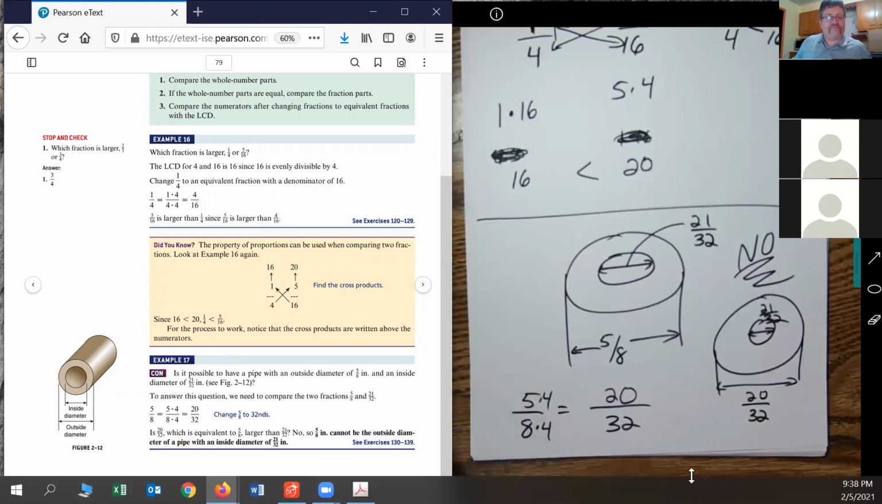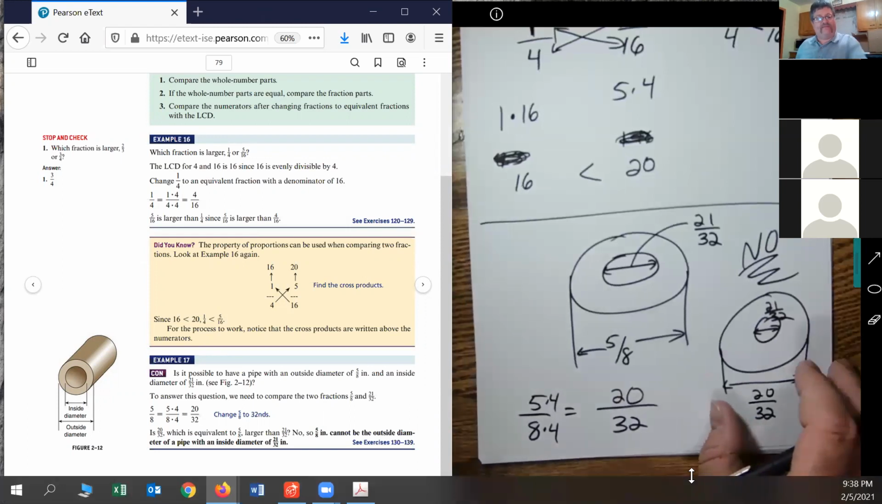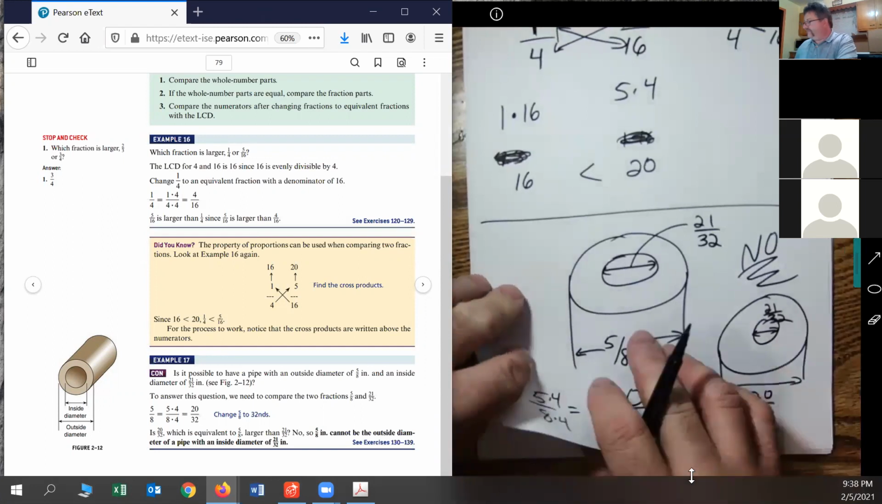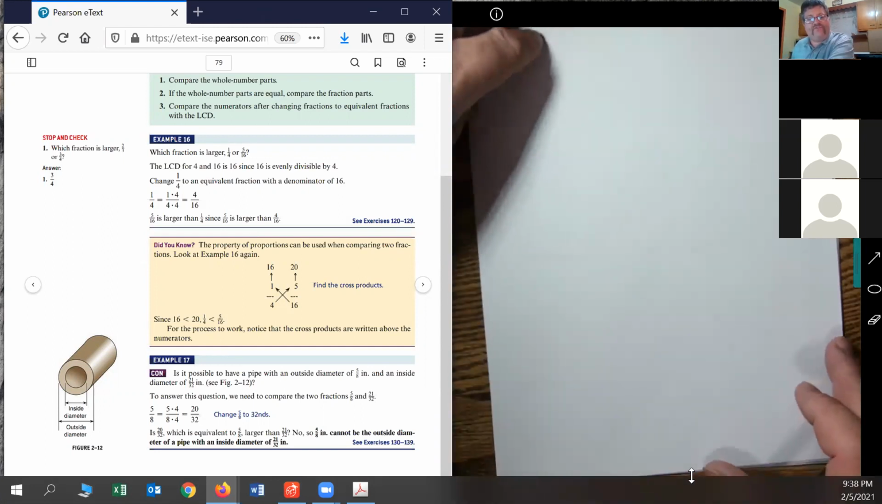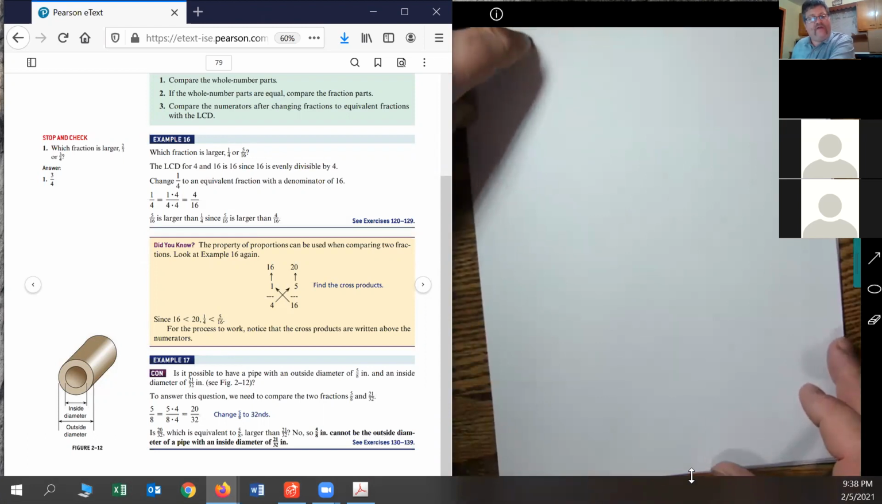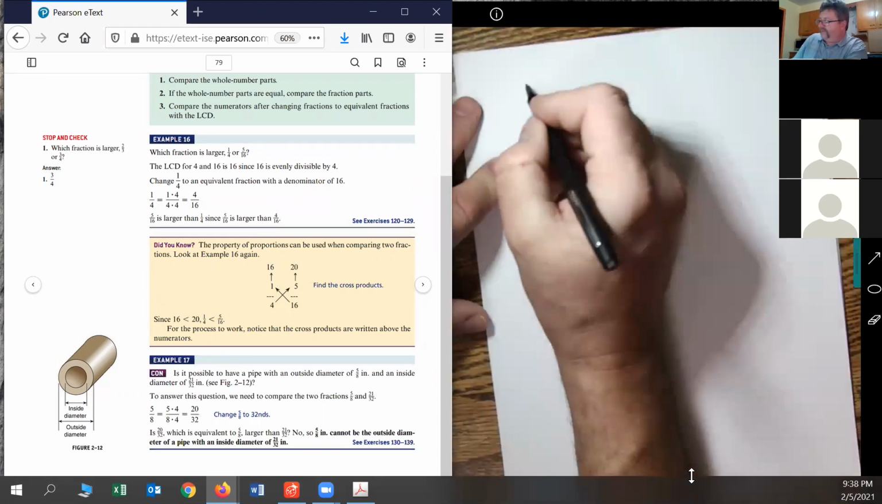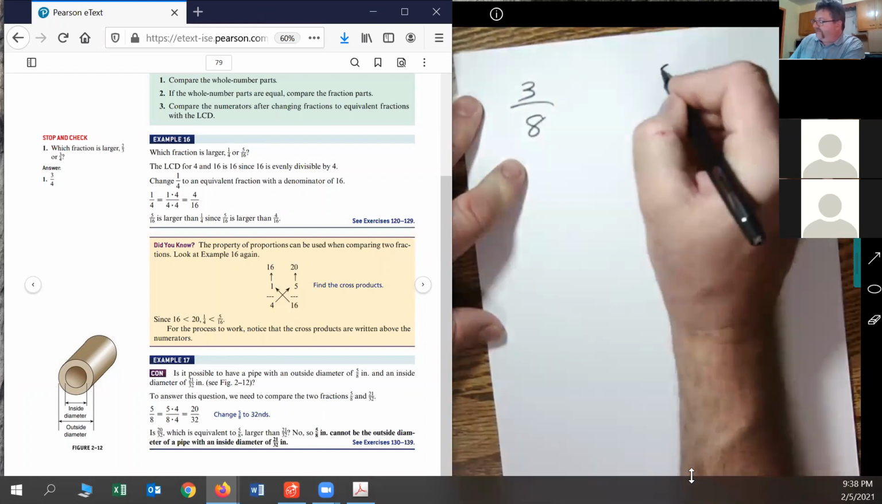All right, one more, two more. Example 18 says, two drill bits have diameters of 3/8 inch and 5/16 inch. Which one makes a larger hole? All right, so 3/8 versus 5/16.